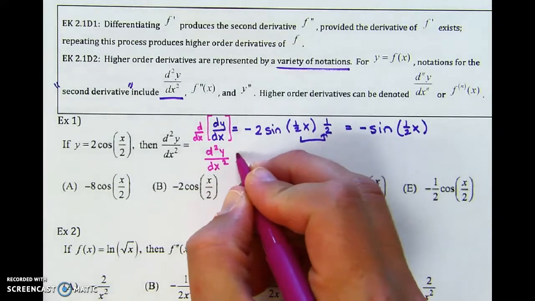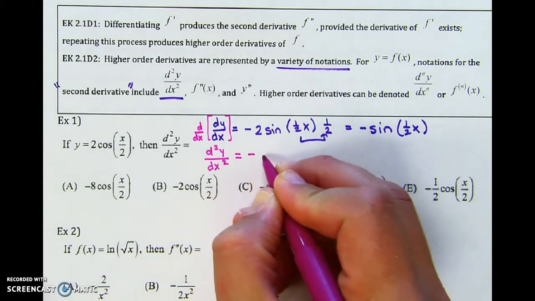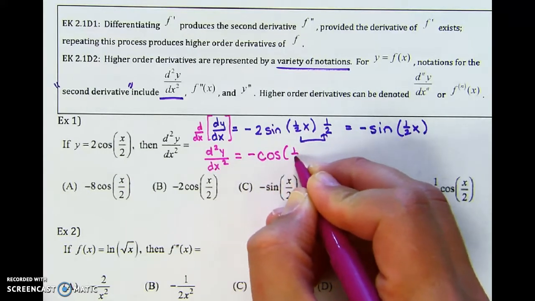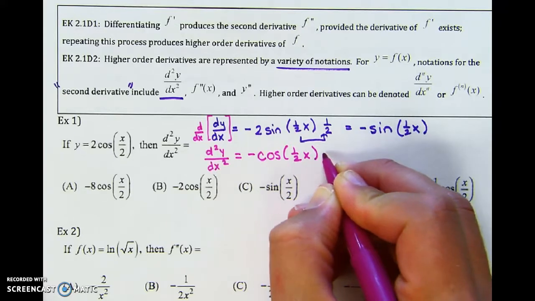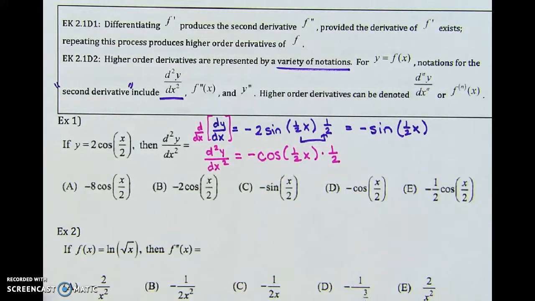So what will the second derivative be? Here we go. Derivative of sine is cosine, so the derivative of negative sine would be negative cosine. The inside stays the same. We're going to multiply by the derivative of the inside. Now we need to pick the right answer.